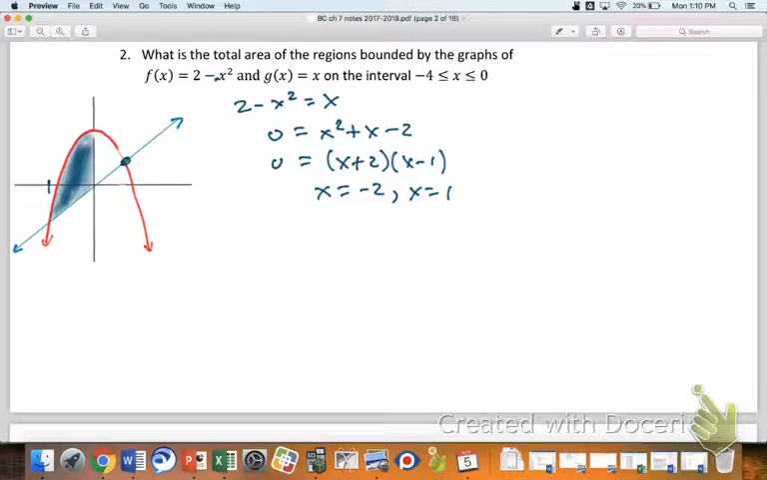This over here is obviously the 1. I don't really care too much about that. That's not on our interval. But the negative 2 is in the middle of our interval, right? So if you think about it, if this is negative 2, negative 4 would be over here on the edge somewhere, wouldn't it?